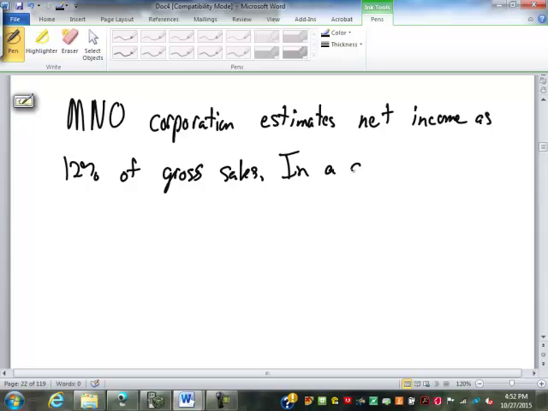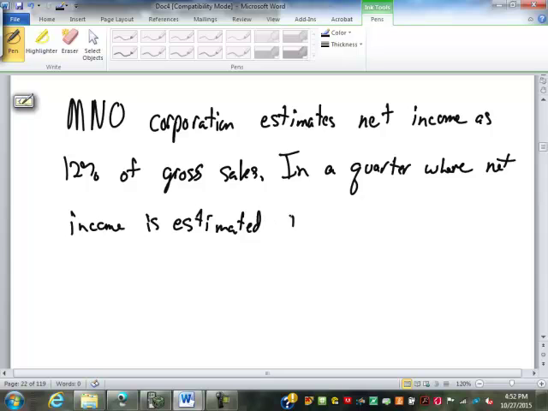In a quarter where net income is estimated to be $48,000, find gross sales.